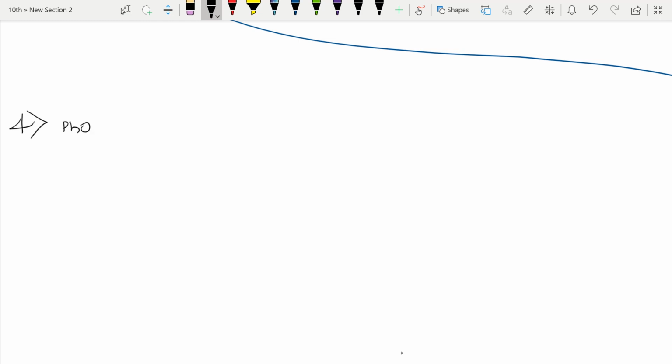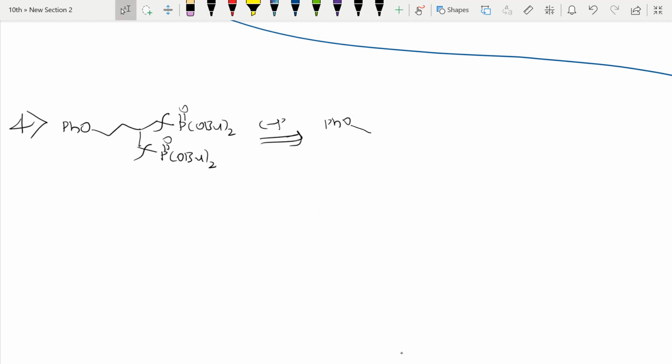Ph O is there, CH2, sorry, CH it is, P double bond O, OBu twice, and here also CH2 P double bond O, OBu twice, right? Here what we do is C-P breaking, this bond we dissociate, both simultaneously. So PhO, CH2, OH here, and here CH2, OH here.